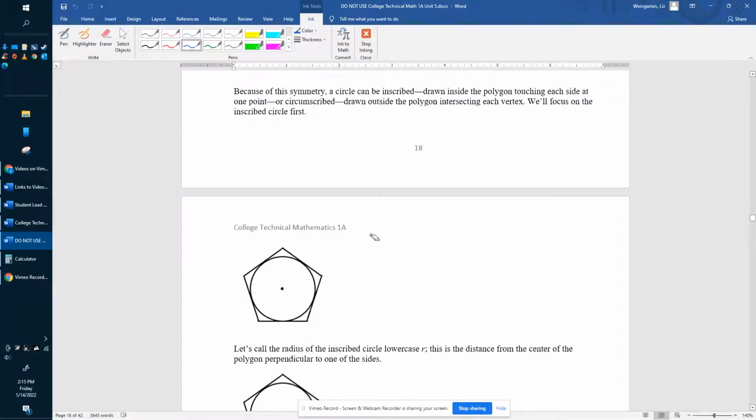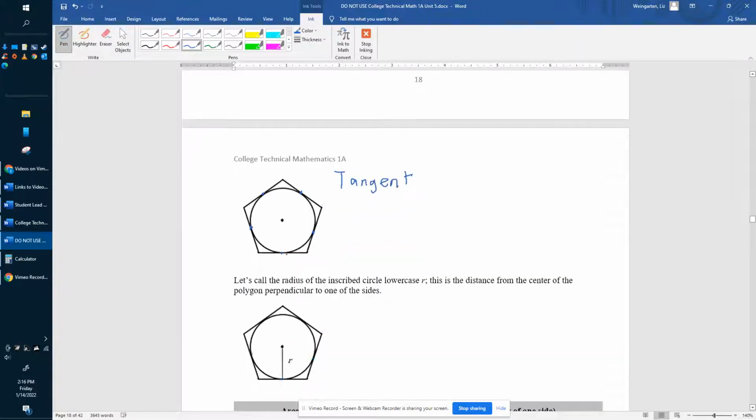What does tangent mean? And let me draw. Tangent means that each side is only touching the circle at one point. So this circle is tangent to 5 different lines because there are 5 sides to this polygon, which is a pentagon.